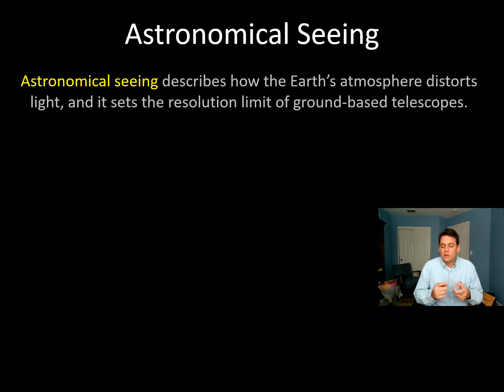So, we've talked about chromatic aberration, and we've talked about the diffraction limit. The diffraction limit does provide a theoretical limit for the best resolution that you could achieve for a given aperture and wavelength of light, but you'll never get close to that with ground-based telescopes because of astronomical seeing, because of the effect of the atmosphere.